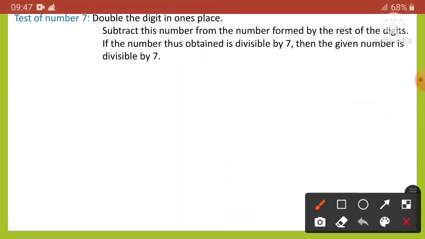Next is the divisibility test of number 7. It is very important, so look at it very carefully. At first, we have to double the digit in ones place and then subtract that from the number formed by the rest of the digits. If the number thus obtained is divisible by 7, then we can say that the given number is divisible by 7.